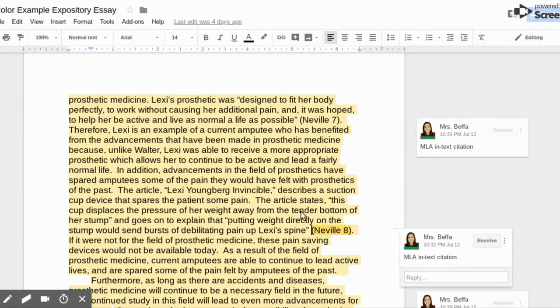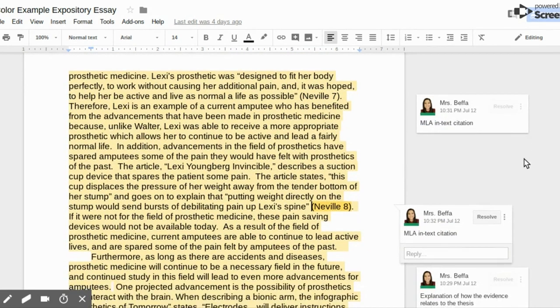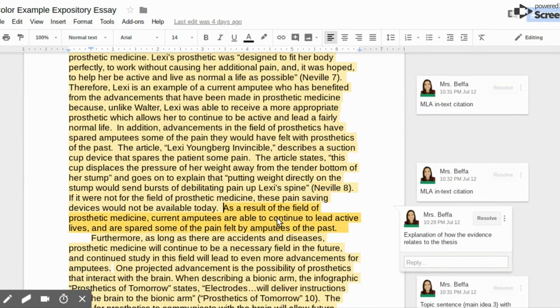Same thing with my second piece of evidence. And then I explained how this evidence that I gave here in the middle of the paragraph actually relates to or supports the main idea or the central idea or the thesis statement.